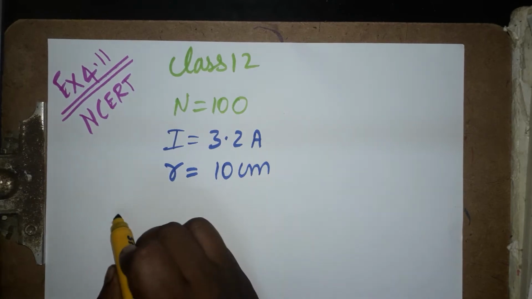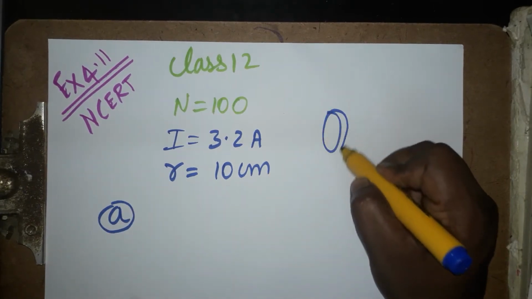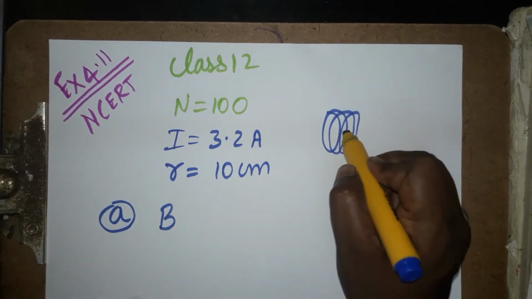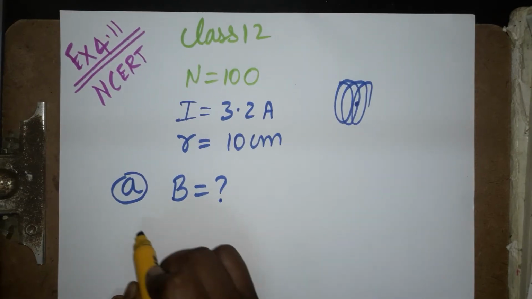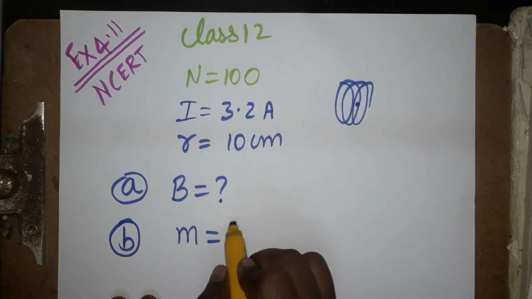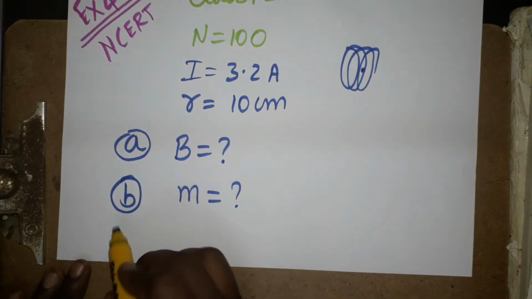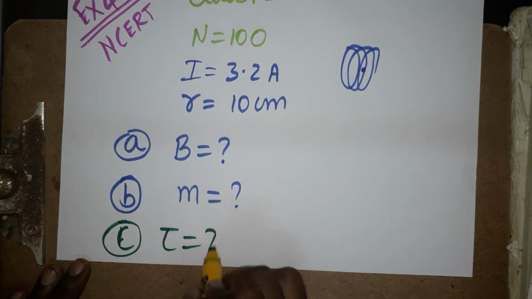The first question, it is a circular coil like this. What is the magnetic field at the center of the coil? That is the first question. Second question, what is the dipole moment? The same situation, what is the dipole moment? Now the third question, what is the torque? The question C, what is the torque?